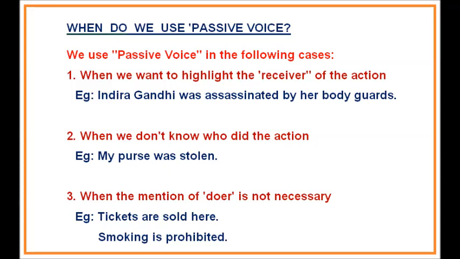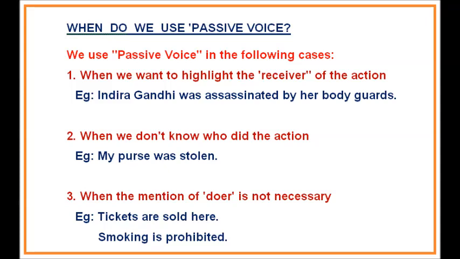Another use, when the mention of doer is not necessary. Sometimes only actions and to which that action is passed are important. Who does that action is not at all important. For example, tickets are sold here. Selling is the action here. What are sold? Tickets. Who sells the tickets? We are not at all bothered about who sells the tickets, but we are interested in tickets. In this type of situation also, we use passive voice.